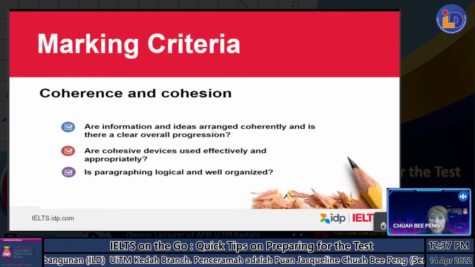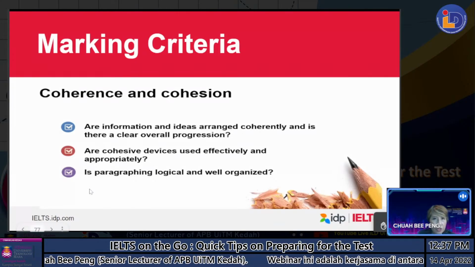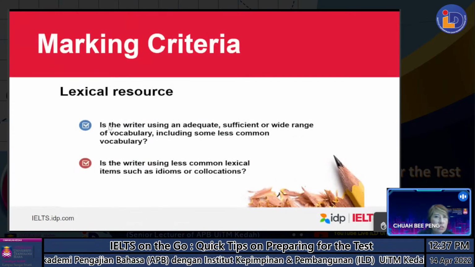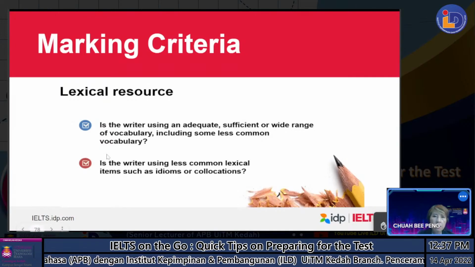Okay, coherence and cohesion, meaning your paragraphing, your linkers and all this, and also the progression, whether the introduction looks like an introduction and the conclusion looks like a conclusion. There's a progression from the beginning to end. And lexical resources, of course, your choice of words.